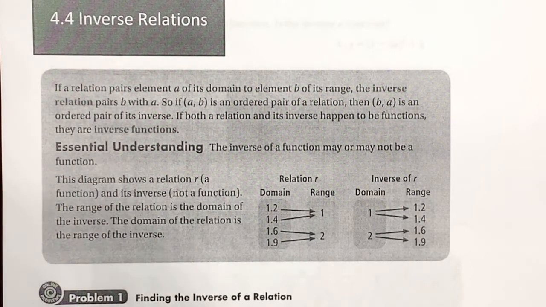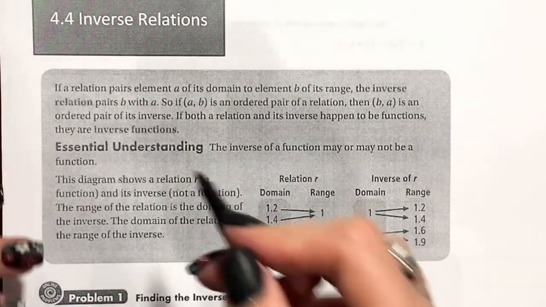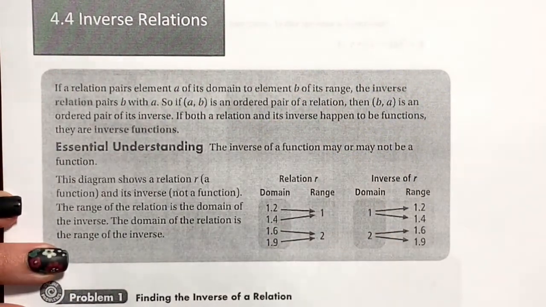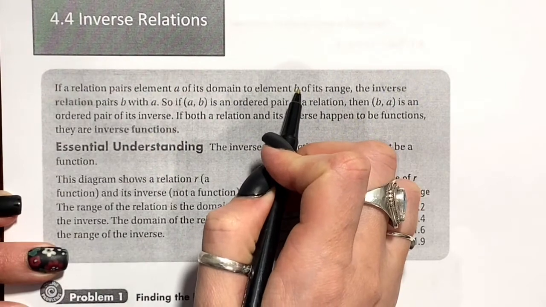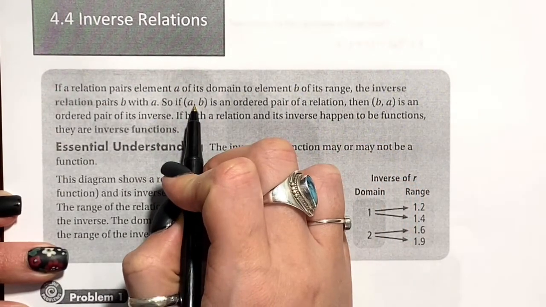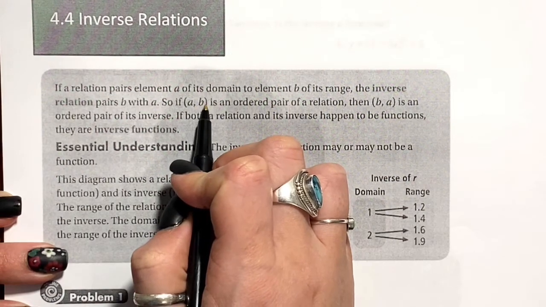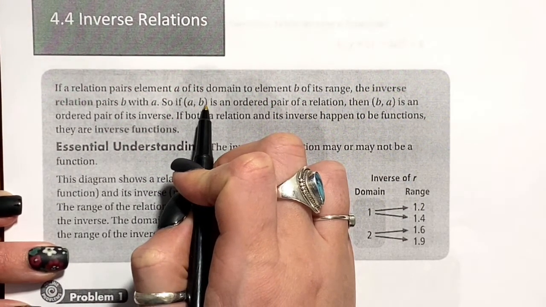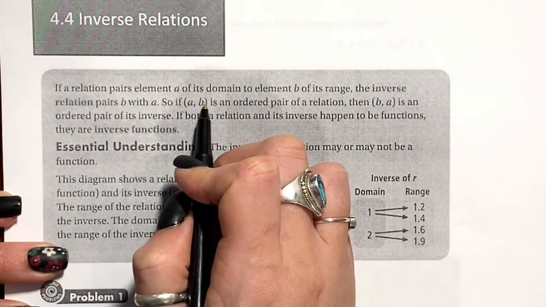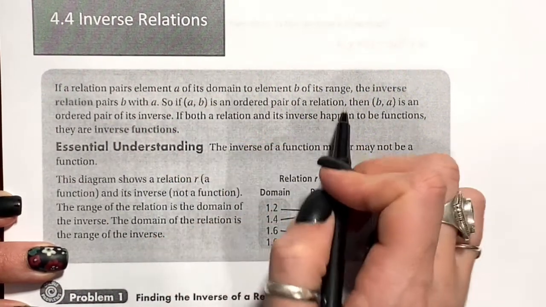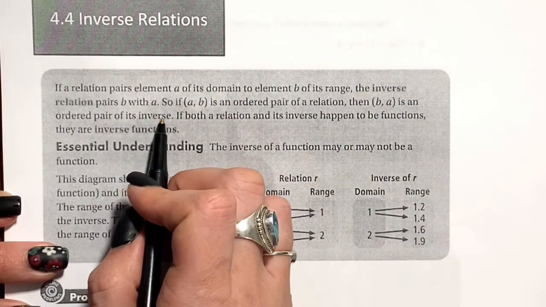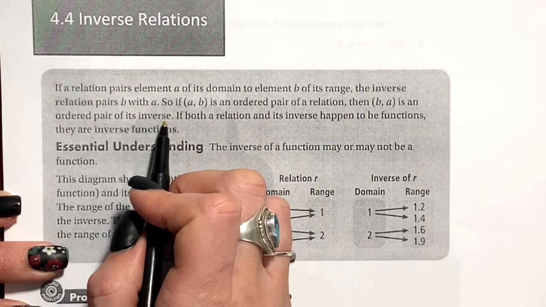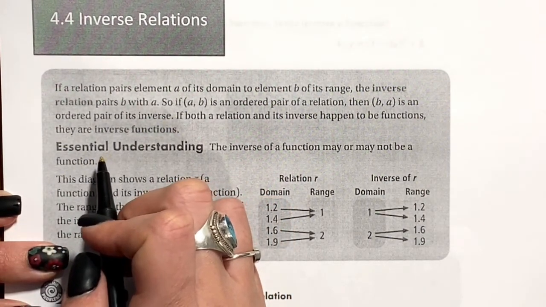So first we're going to start off with easier ones, and that is if you have an ordered pair. If we have an ordered pair or a relationship that pairs an element A to an element B, where our x value is A and our y value is B, the inverse is going to do the opposite thing of that. So if AB is an ordered pair of a relationship, then BA is going to be the ordered pair of the inverse. So if both a relationship and its inverse happen to be functions, then we consider them inverse functions.